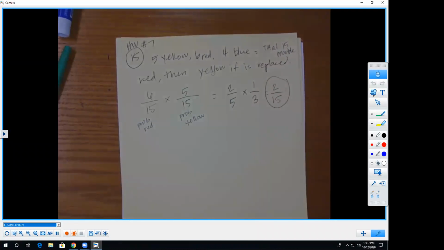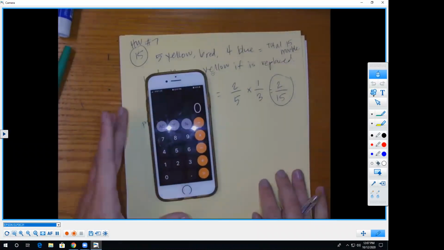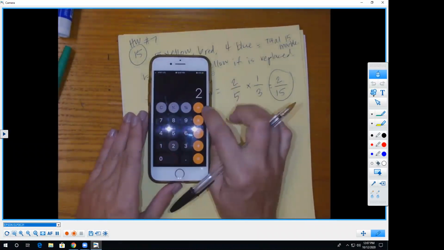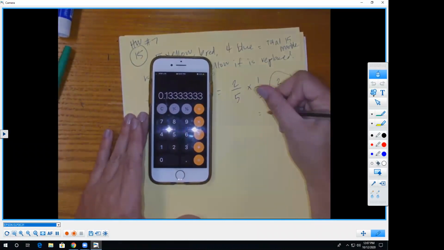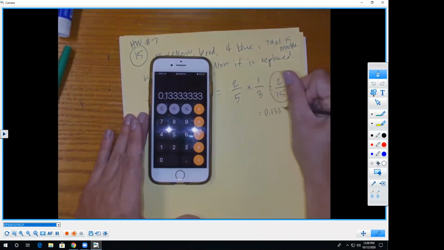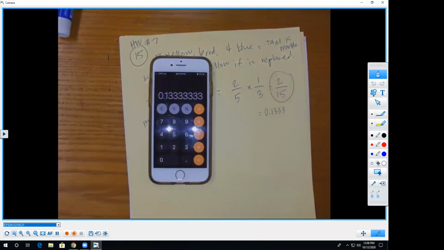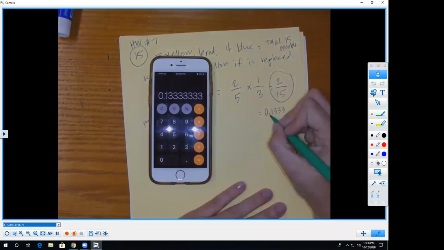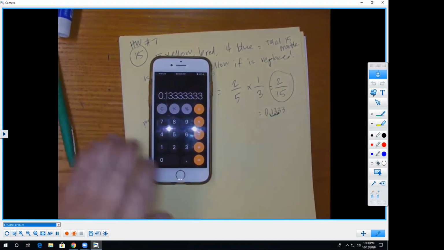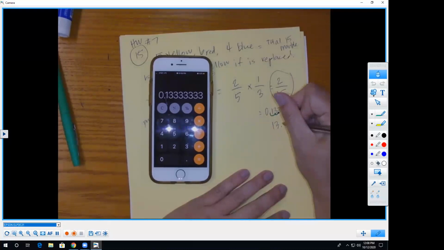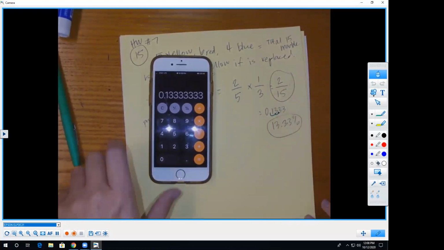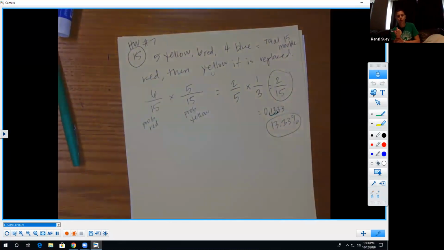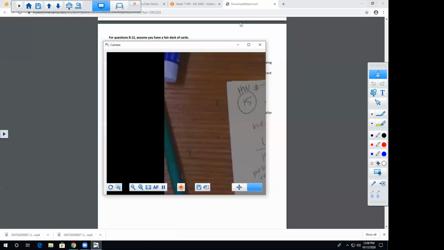And then you can make it into a percent by finding the decimal first. So 2 divided by 15. The decimal is 0.133 repeating. And for the percent, you move the decimal place over 2 times. So you would get 13.33%. So if we only did 13.3, would that still be the right answer? Yeah, that's fine.